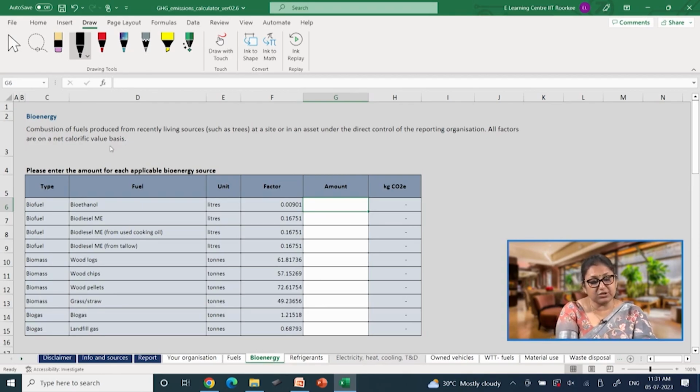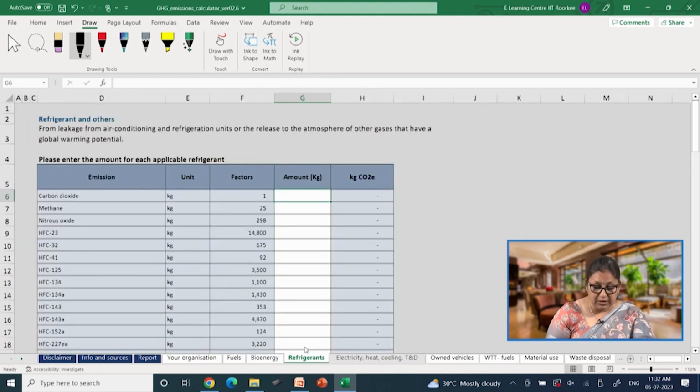Now, this is for combustion of fuels that are produced from recently living sources at the site itself or in an asset that is under the direct control. So, in case, that is what I was mentioning just now, if there is a company which is producing its own fuel, in that case also it is giving us this option, but not all might be covered and we might require to calculate it separately, but it allows us to account for biofuels. And that fuel will also be consumed. So, combustion of this fuel which is produced at the facility itself, not procured, this is what we will take into account.